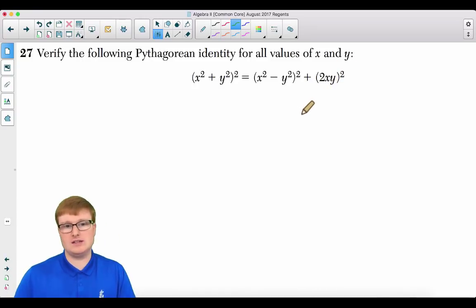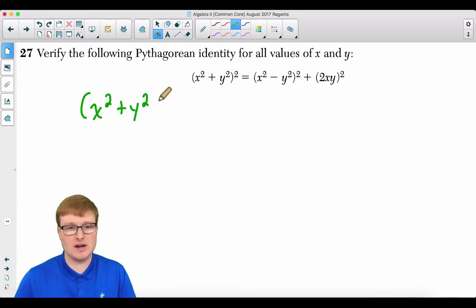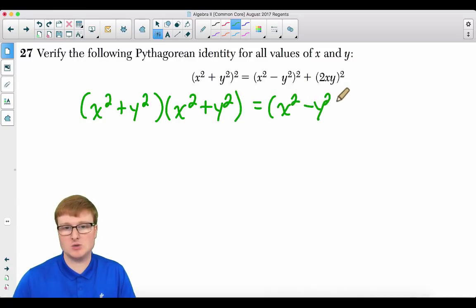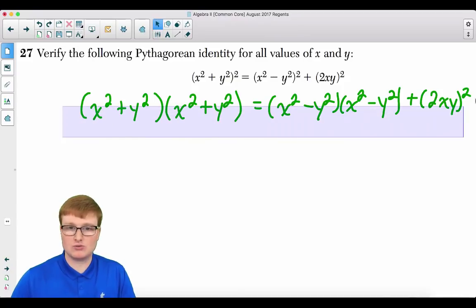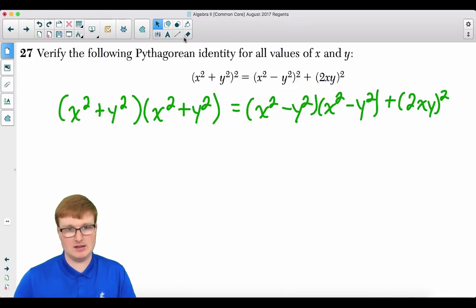So, in order to do this, how do we do it? Take x squared plus y squared, x squared plus y squared, and this is equal to x squared minus y squared, x squared minus y squared, plus 2xy squared. Okay, so I just wrote that and expanded everything. So let's go ahead and solve this.